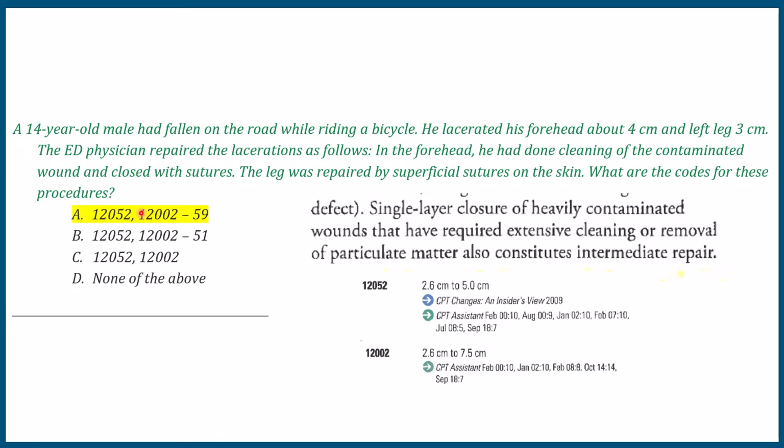So yes, A is the correct answer, because the wound of the forehead, which was closed in a layer, because it was heavily contaminated, we are going to code it as an intermediate repair. And then we have a wound on the leg. So we will write two codes, and whenever there are two different classifications of the wound, if we are coding them together, we need to put a modifier 59, not 51. So A is the right answer.